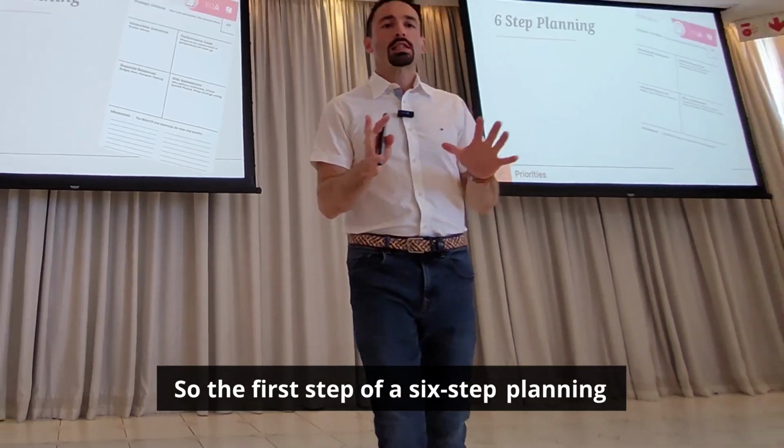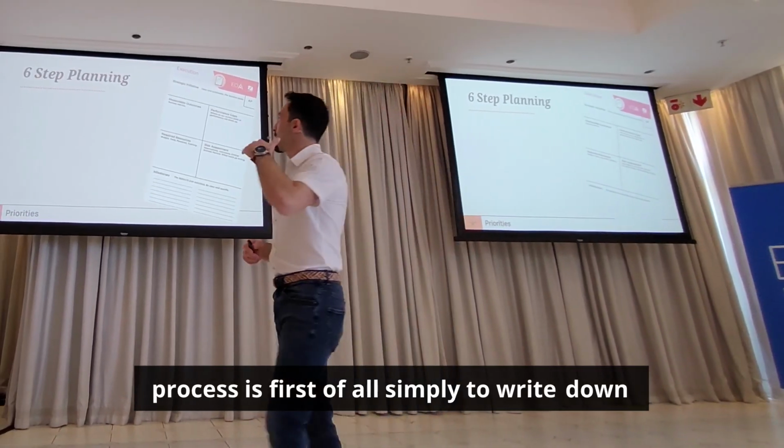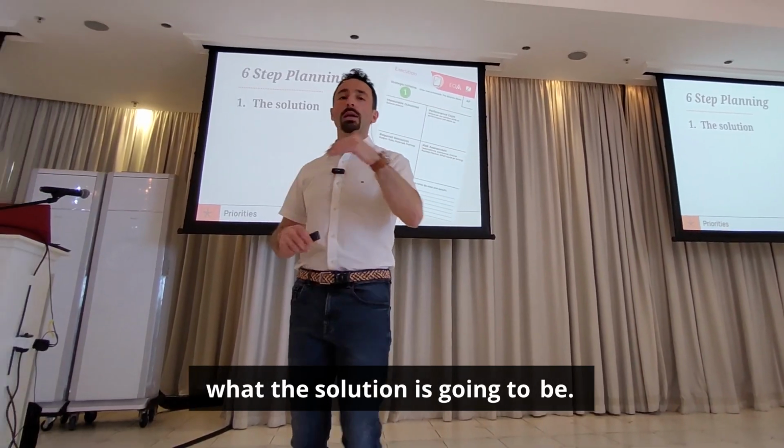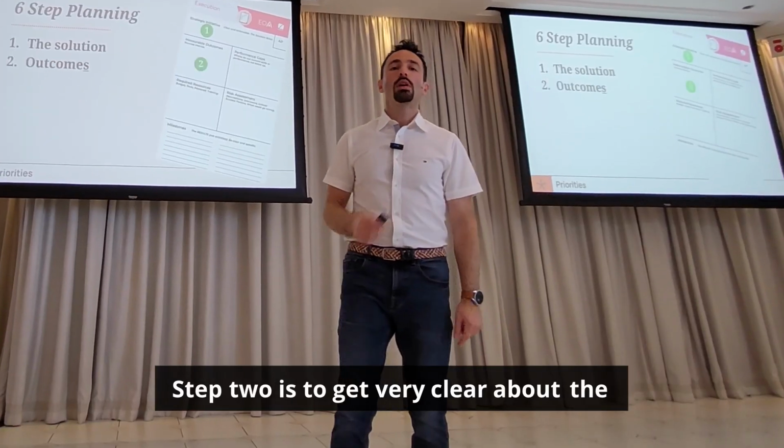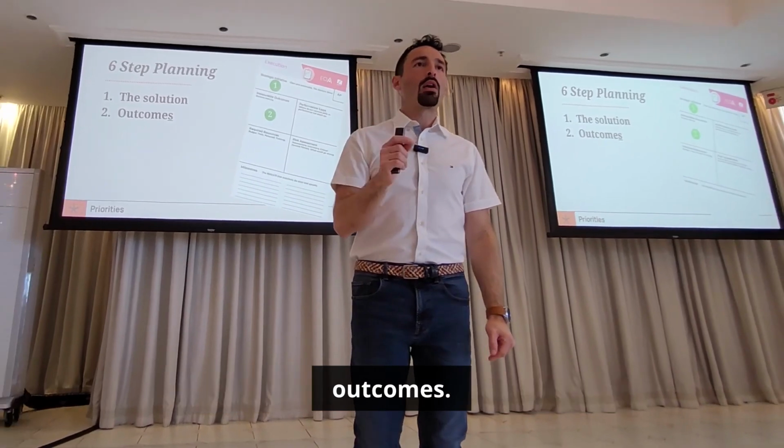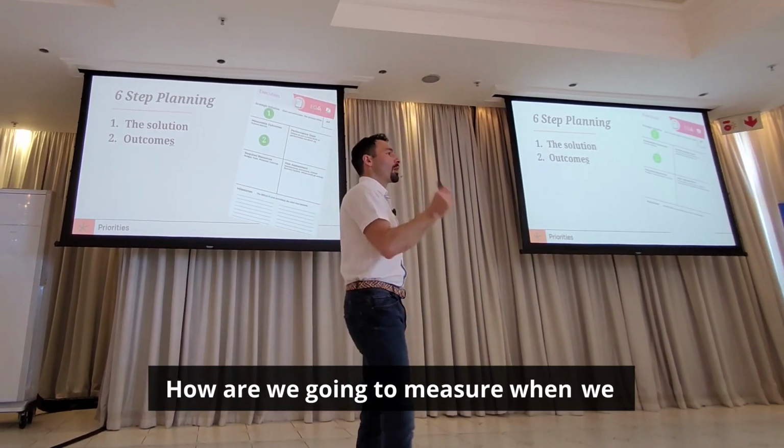So the first step of a 6-step planning process is, first of all, simply to write down what the solution is going to be, what the title is. Step 2 is to get very clear about the outcomes. How are we going to measure when we cross the finish line?